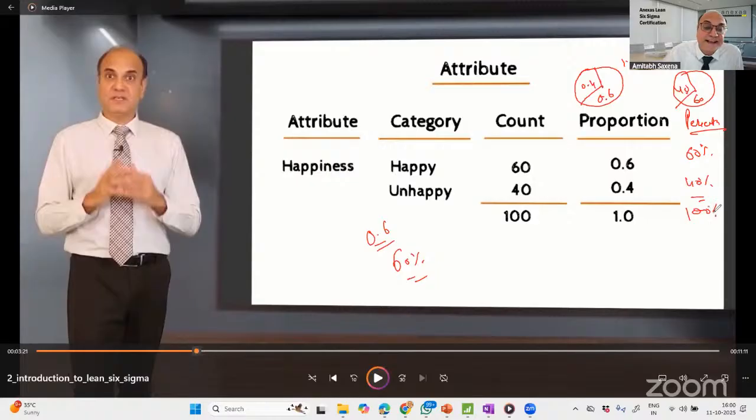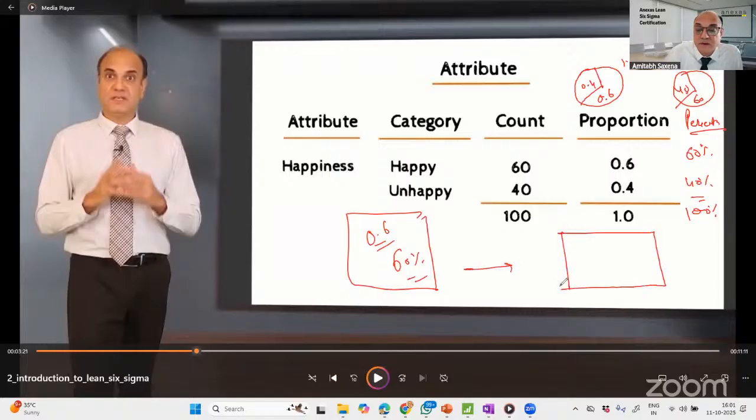Now I can take up improvement projects. I can say, today our happiness is 60%. Now we would like to improve it to 80%.